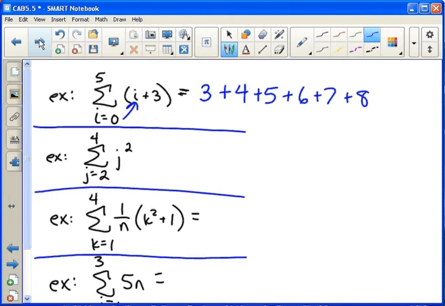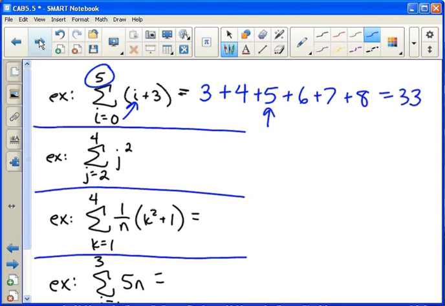Now, I want to make sure it's clear, I don't stop here just because I got a 5. I stop when I have plugged in 5. I just plugged in 2 to get that 5. 2 plus 3 gave me 5. So I go until I plug in this very top number. So 3 plus 4 plus 5 plus 6 plus 7 plus 8 is going to give us 33.